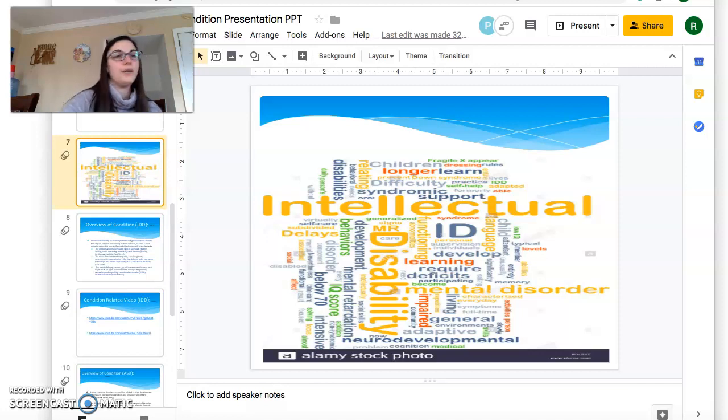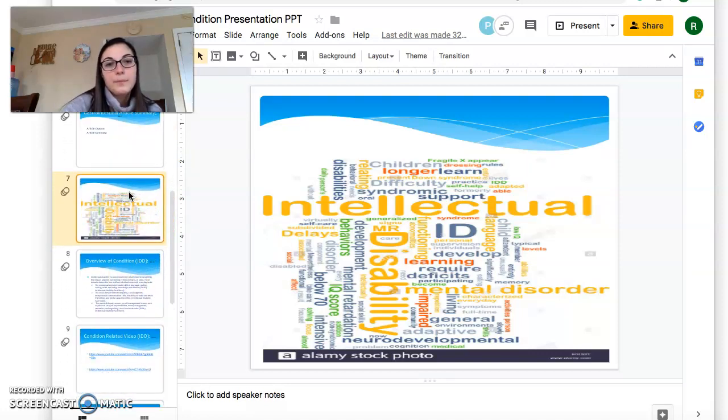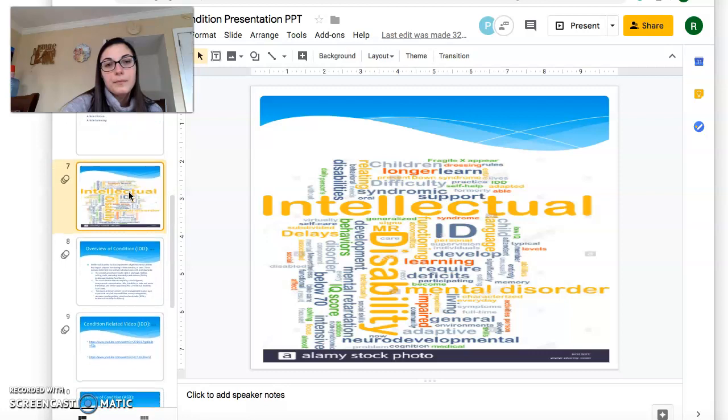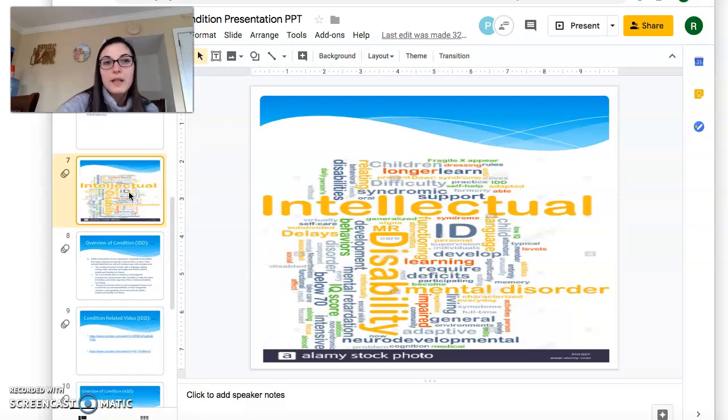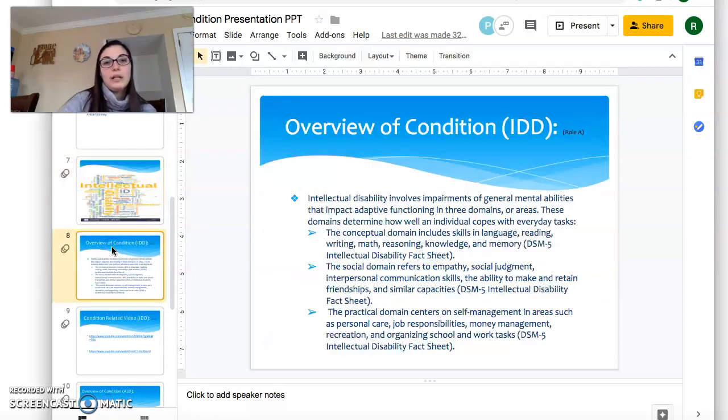I also included a few slides that go over intellectual disability. This is my first slide. Again, I just like to throw these words out so we could look at that. I have included an overview of the condition intellectual disability. This definition was found from the DSM-5 Intellectual Disability Fact Sheet. It states that intellectual disability involves impairments of general mental abilities that impact adaptive functioning in 3 domains. And those 3 domains are included there.